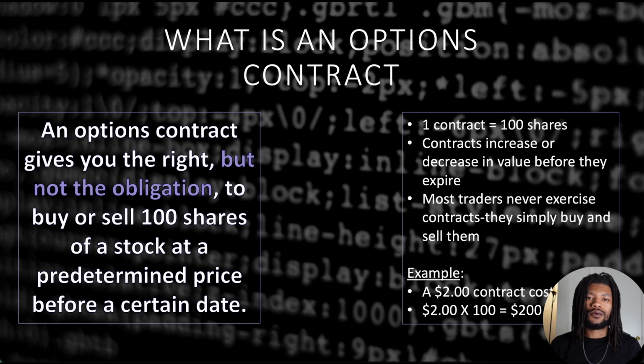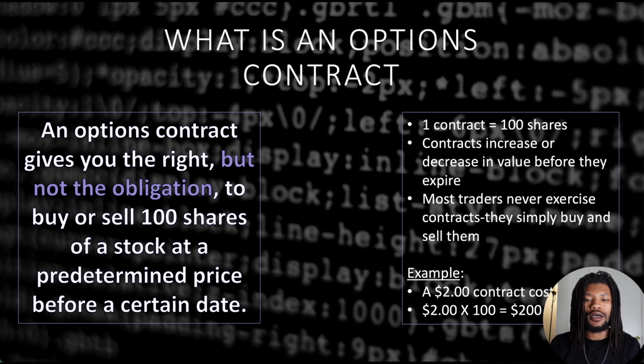So first of all, what is an options contract? Well, an options contract gives you the right, but not the obligation, to buy or sell 100 shares of a stock at a predetermined price before a certain date. Now, I say all of that, but what does that actually mean? Well, you're basically just trading a stock, but one contract is 100 shares of that stock. The simplest way to put it is that you're just trading stocks 100 shares at a time.